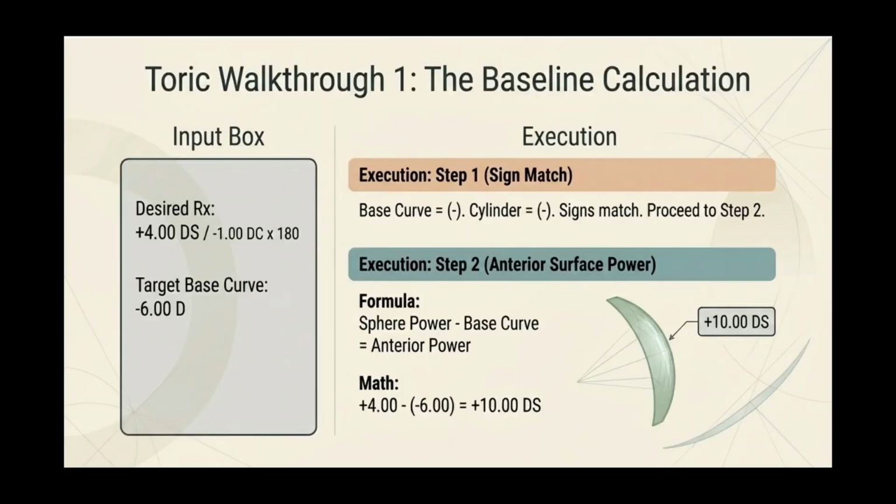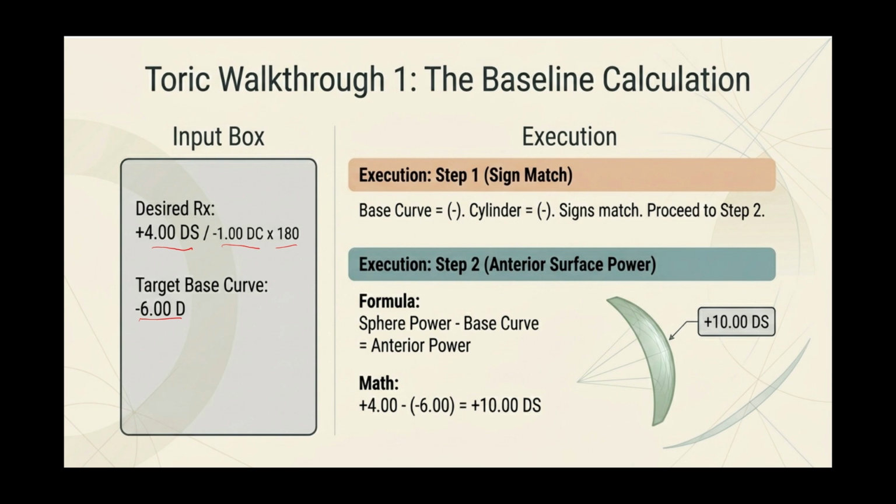So we just saw both the green light scenarios and the red light scenarios, that is, when there is a mismatch in the signs and when there is no mismatch in the signs, and also how to do the different steps of the toric transposition. So let's do a walkthrough of one example. What is the prescription? The prescription is +4 diopter sphere, -1 cylinder at 180, base curve is -6.